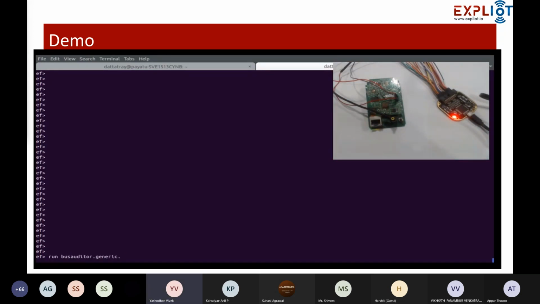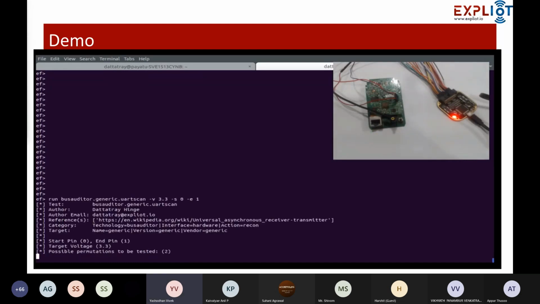So this is our XPIT framework, and there are certain plugins that are written. It's called the UART scan. What it does is work on the voltage that you're working on, let's say 3.3 volts. Here, if you observe, it is trying to understand the start pin and end pin.